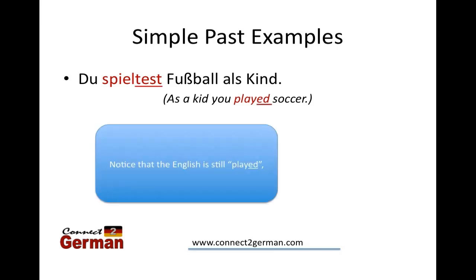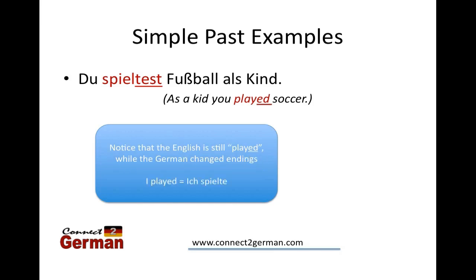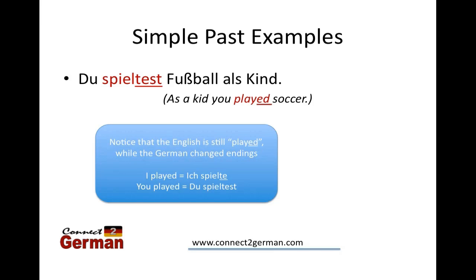Notice how, in the English, you still have ed at the end. It doesn't change much. But in German, it does. It changes to that test. The German does change there. So if we look, ich spielte is I played. Du spieltest, that est there is you played. So we have to agree with the subject of the sentence. But it's going to start mainly with this te ending at the end, and then we add them on depending on whether it's I played, you played, we played, they played, that sort of thing. So pretty simple construction here.